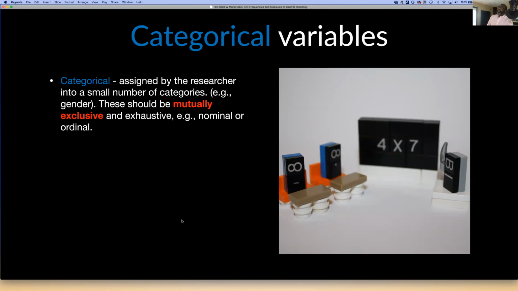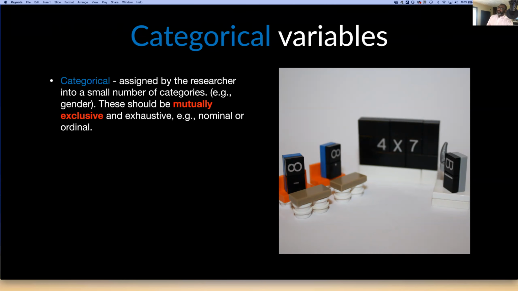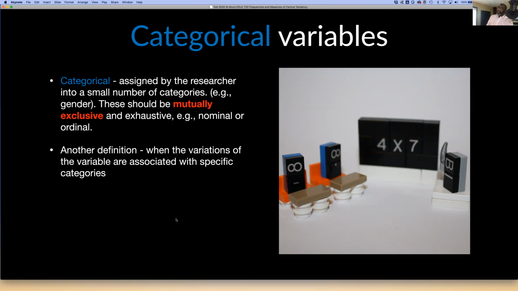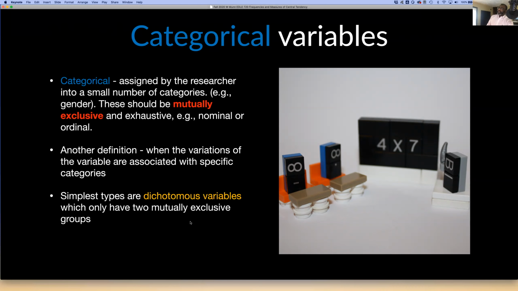Categorical variables are assigned by the researcher into a small number of categories. These should be mutually exclusive and exhaustive, i.e. nominal or ordinal. Here's another definition. When the variations of the variable are associated with specific categories, the simplest types are dichotomous variables, which have only two mutually exclusive groups. Generally speaking, male, female, pass, fail, citizen, or alien.